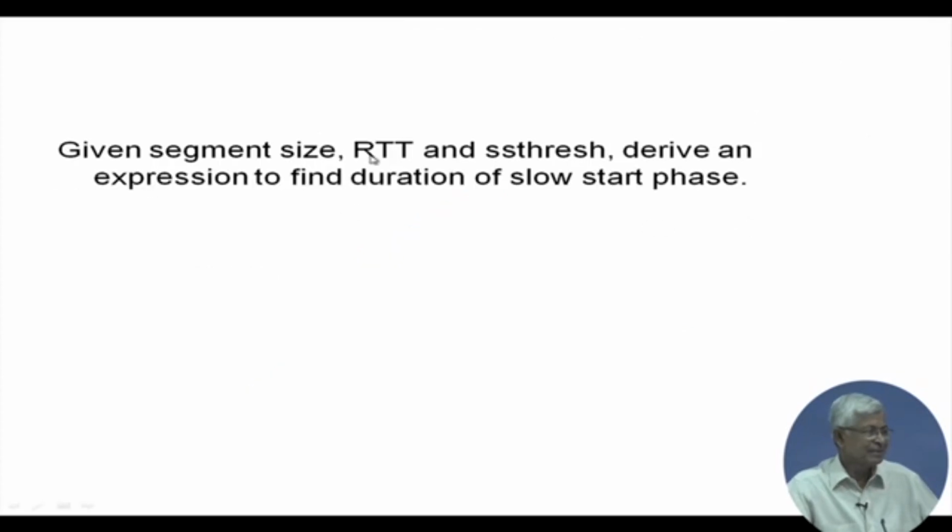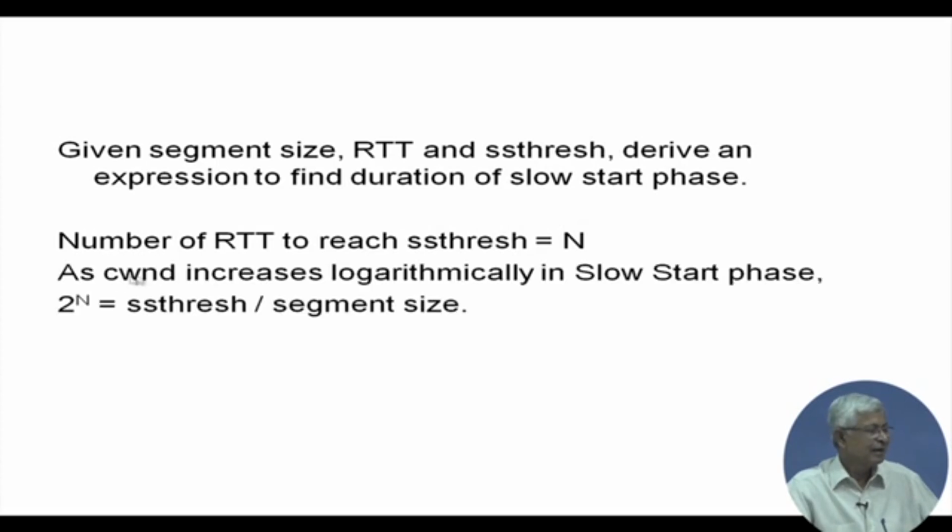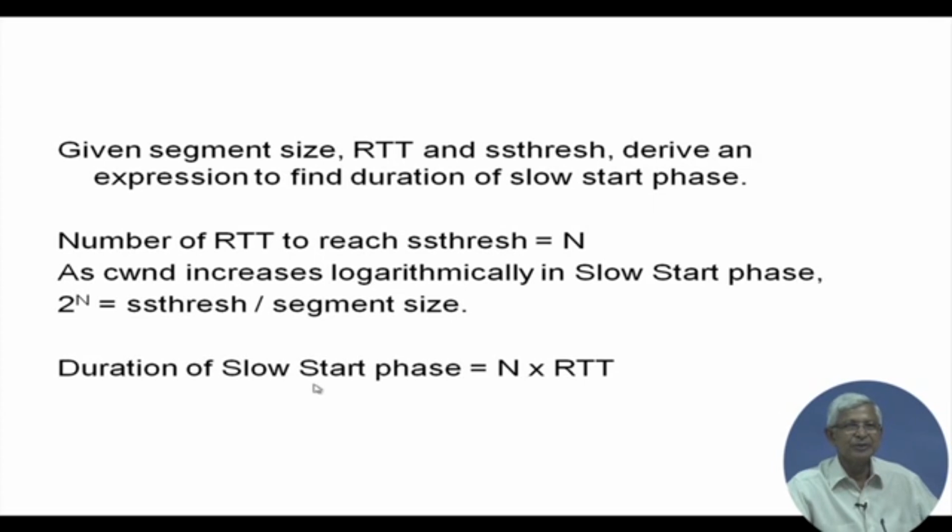Given the segment size, RTT and SS threshold, derive an expression to find the duration of the slow start phase. The number of RTTs to reach SS threshold is n, and as CWND increases exponentially in the slow start phase, 2 to the power n is equal to SS threshold divided by segment size. So, the duration of the slow start phase is n times the RTT.